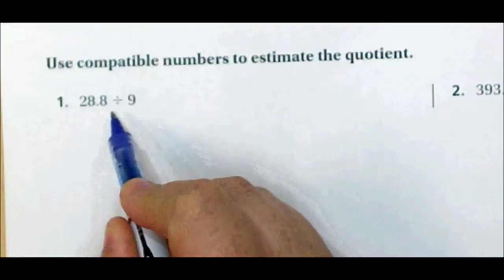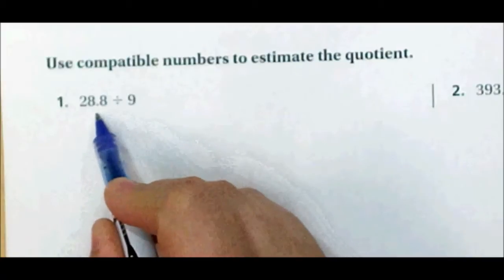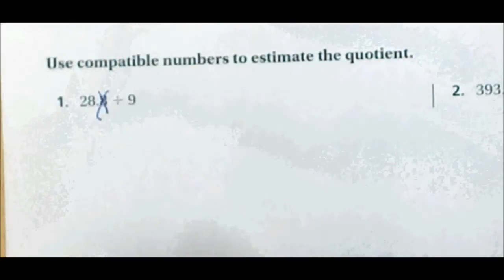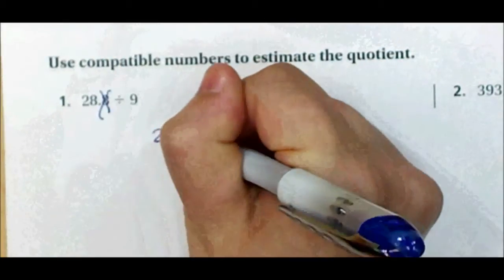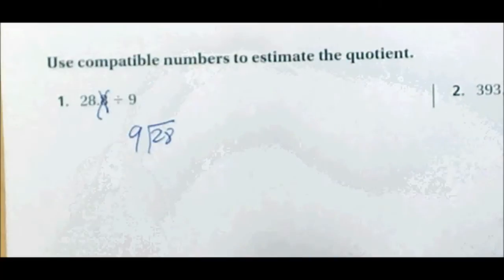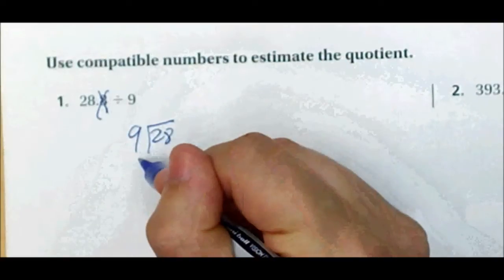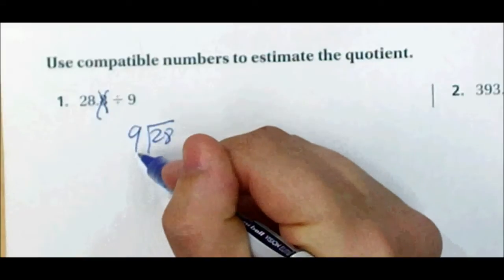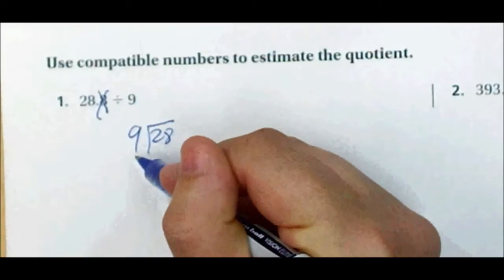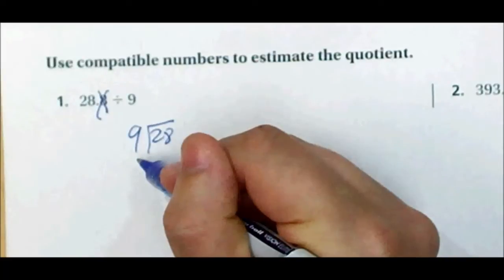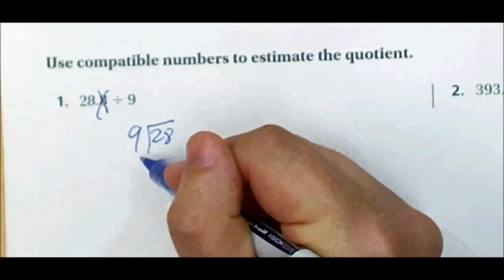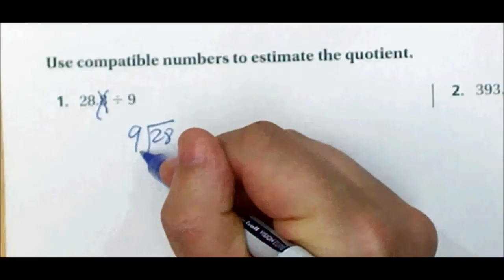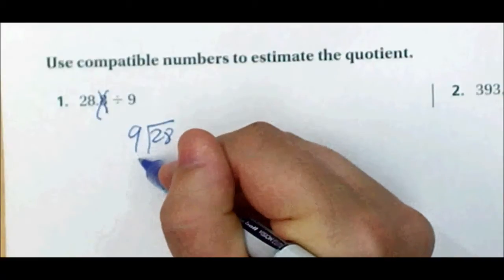Now the first thing I like to do, since I'm estimating, I don't care about this 0.8. I don't need to be that precise, so I'm going to get rid of it. That gives me 28 divided by 9. Now, if this were a 2-digit number, then I would round it, but since this is a 1-digit number, I don't have to round it. Rounding does not make my work easier, it just makes it less accurate. So I'm just going to leave it as a 9, since it's just 1 digit.